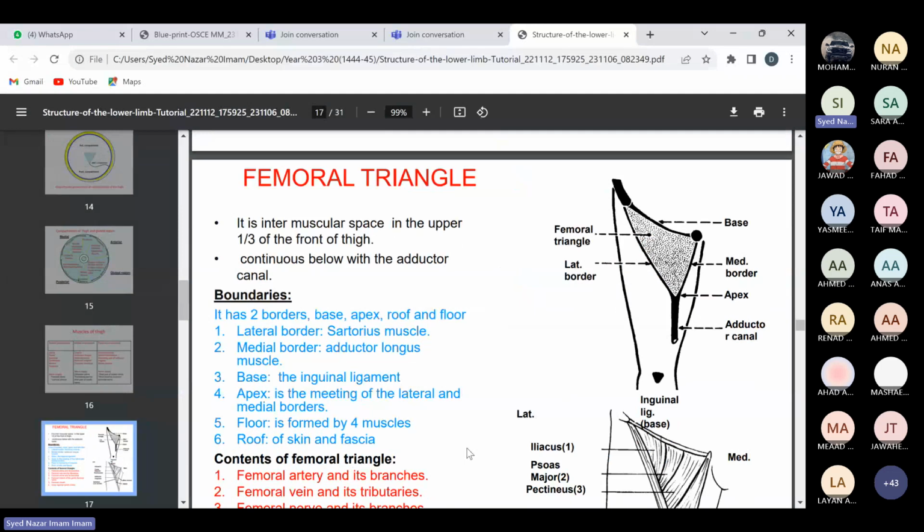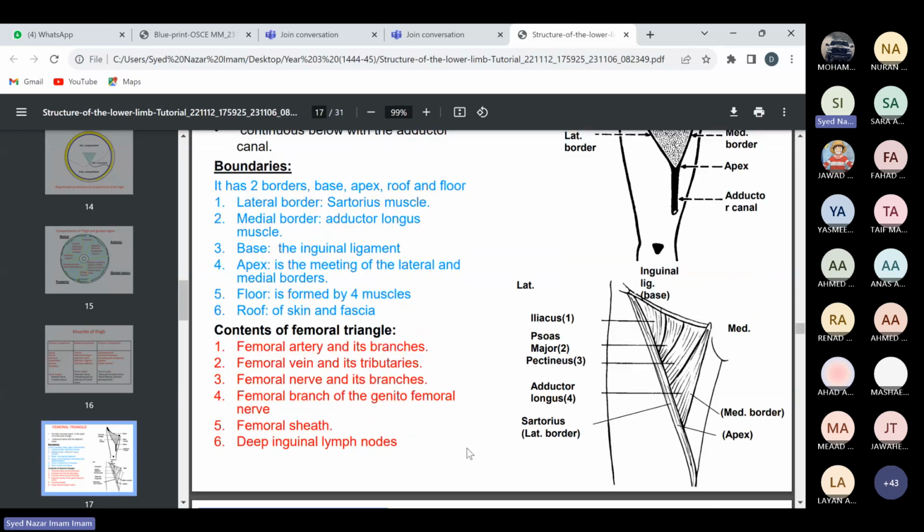The femoral triangle. They also ask you what are the boundaries of the femoral triangle, how it is formed laterally, medially, what are the contents, and what structure is forming the floor. Now here is the floor. If you see the floor, go tomorrow and see the floor again.